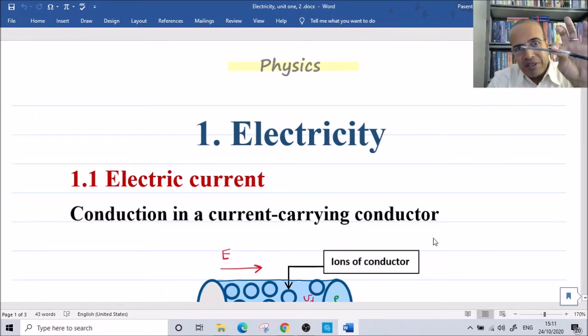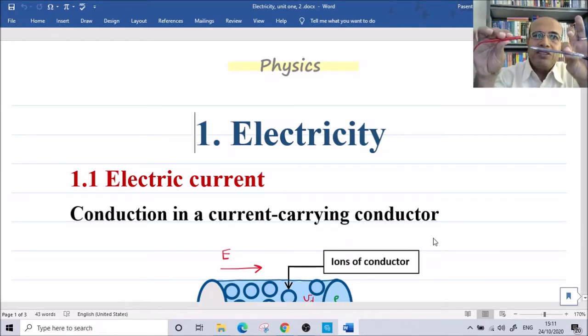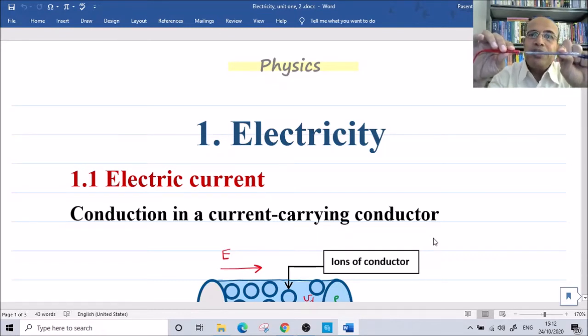What is the velocity of free electron inside the conductor? Imagine this is a conductor connected to the positive pole of the battery and this wire connected to the negative pole of the battery. When we connect that wire to the conductor, we have here a potential difference between the positive side of the conductor and the negative side of the conductor.